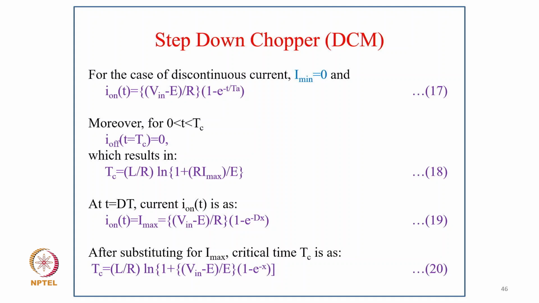at t equal to D T, the current I on t is equal to I max, in bracket (V in minus E) divided by R times (1 minus e to power minus D x). And after substituting for I max, the critical time constant t c is t c equal to L upon R logarithmic in bracket (1 plus (V in minus E) divided by E times (1 minus e to power minus D x)).